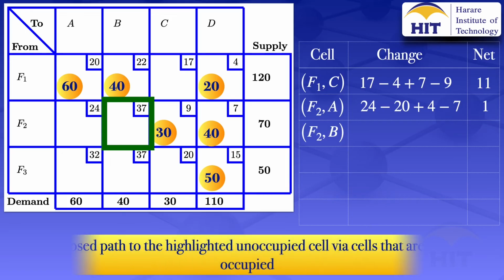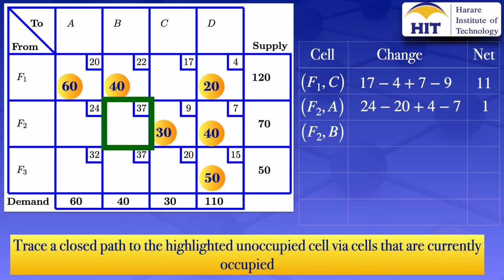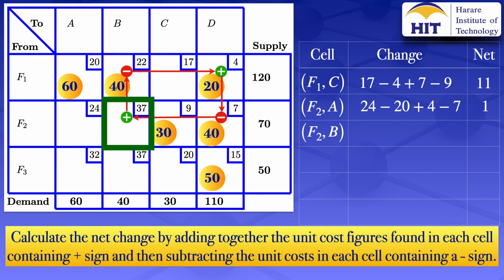We now move on to the next unoccupied cell, cell F2B. We trace a closed path via cells that are currently occupied. Starting in this cell, I'll put a positive, and then move on to an occupied cell, put a negative, and then move to another occupied cell, put a positive, move to another occupied cell, put a negative, and then back to the unoccupied cell where we started. We then go on and calculate the net change.